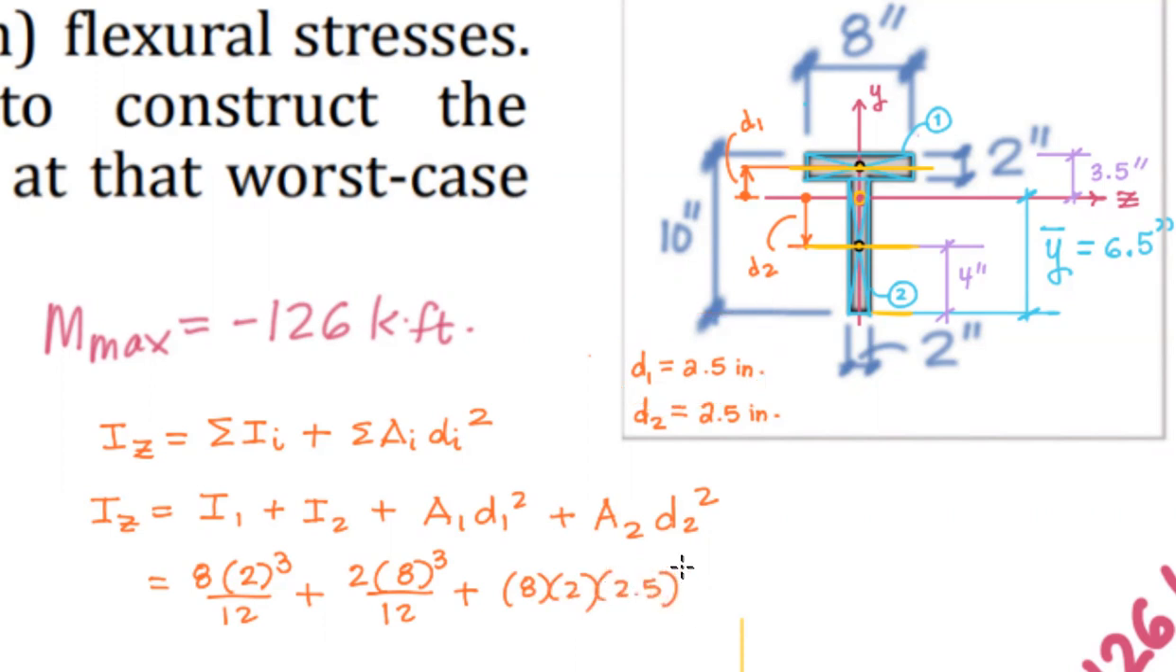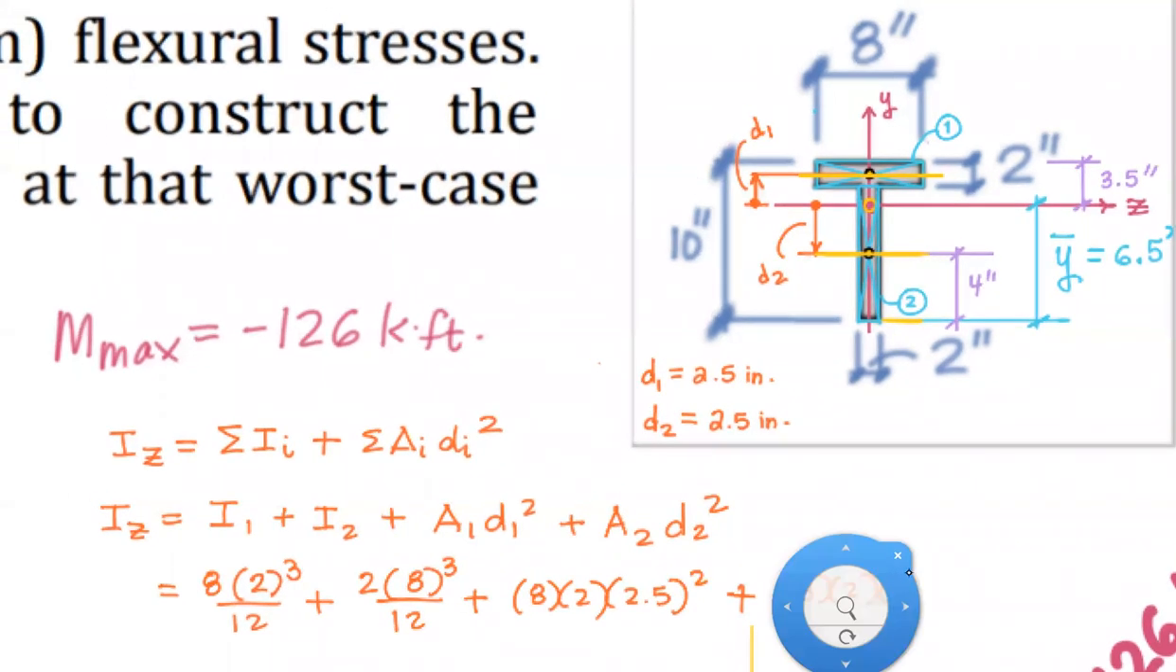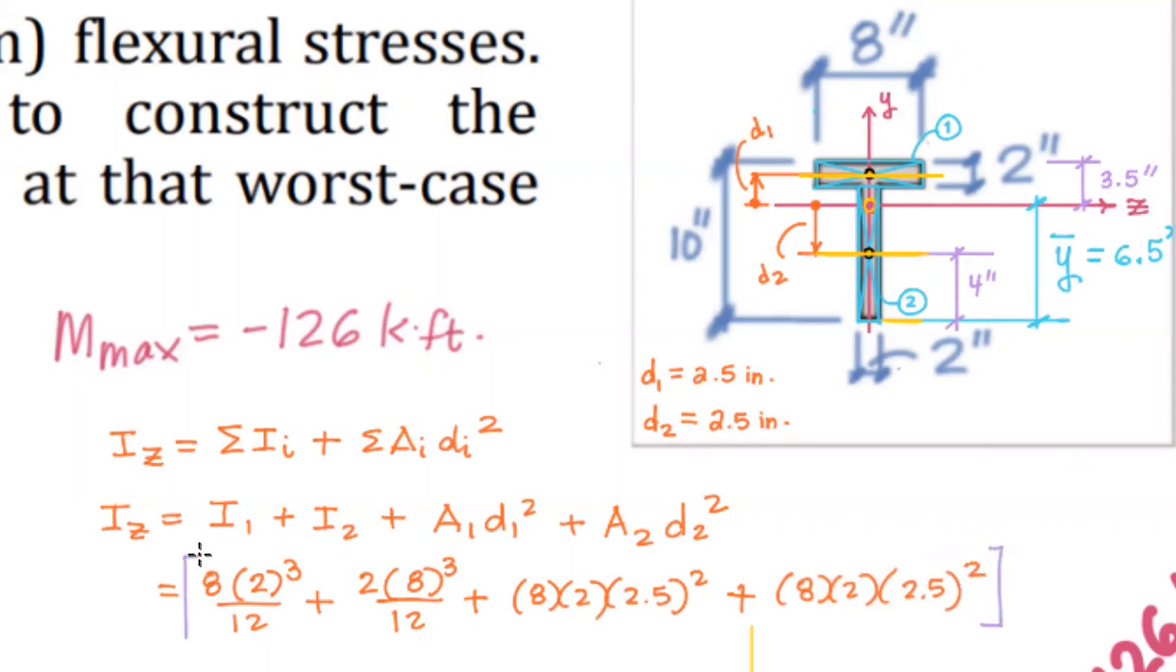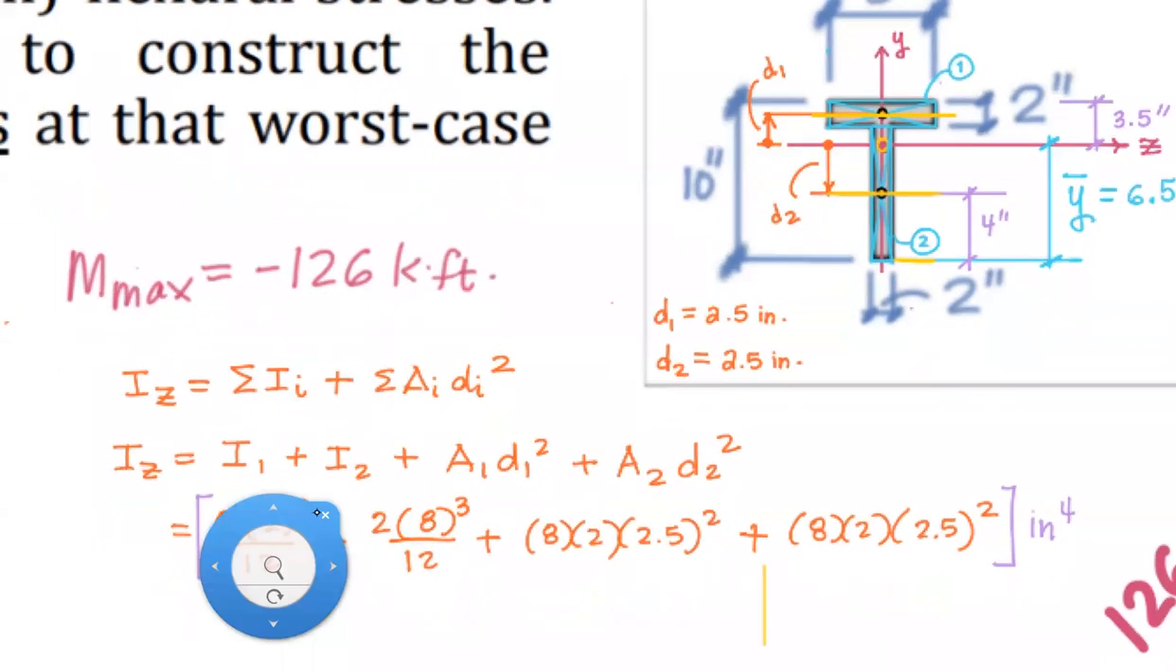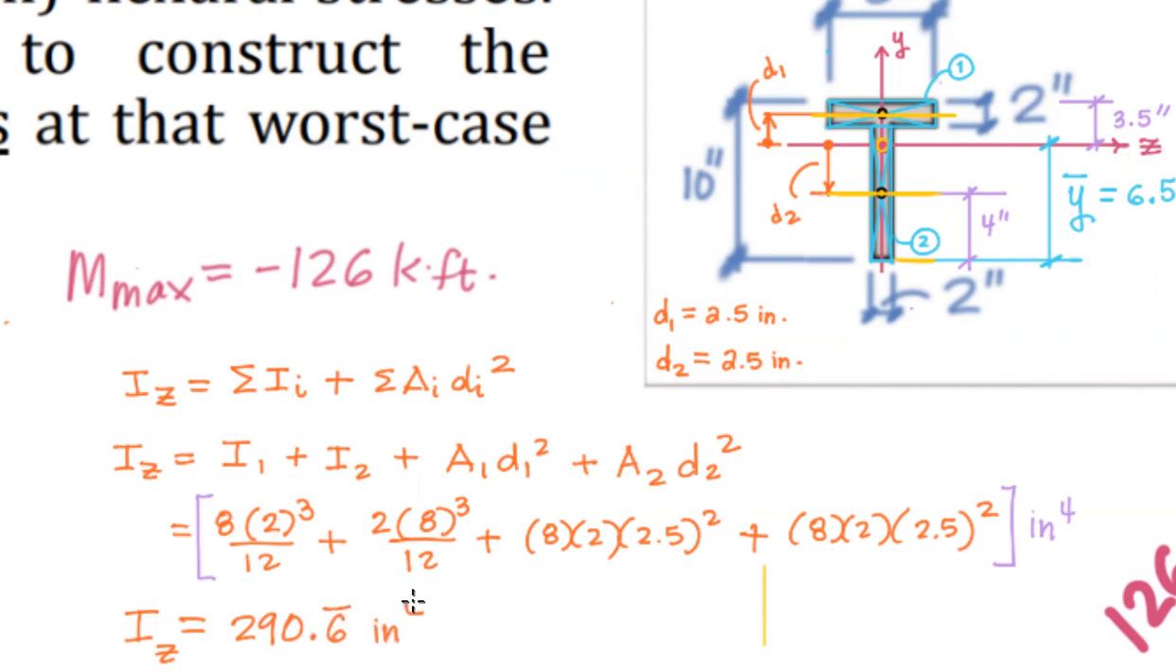Don't forget to square it. Plus A2 D2 squared. That's also an 8 times 2. It coincidentally also has a distance of 2.5. Don't forget to square it. Always show units, but also show them in ways that make good sense. This is length to the fourth, length to the fourth, length to the fourth, length to the fourth. So just put inches to the fourth at the end there. And you will get a moment of inertia about the centroidal z-axis of 290.6 repeating inches to the fourth.